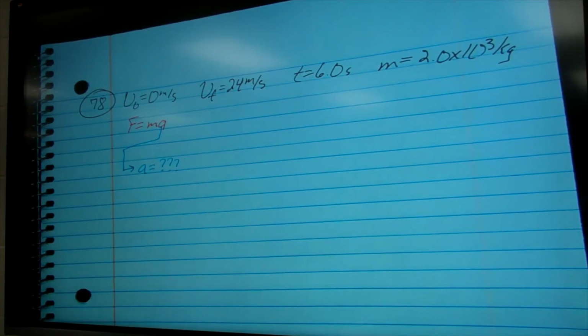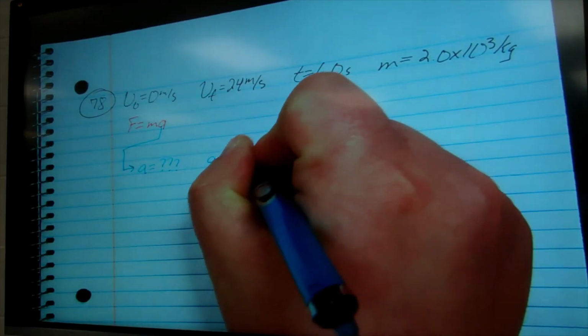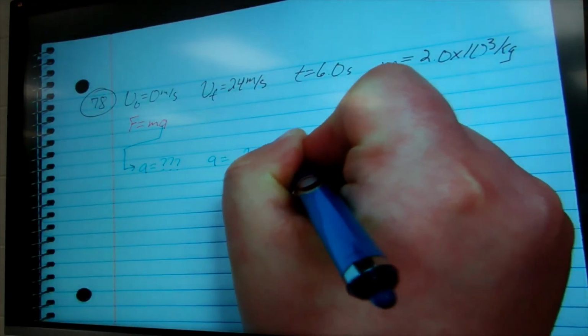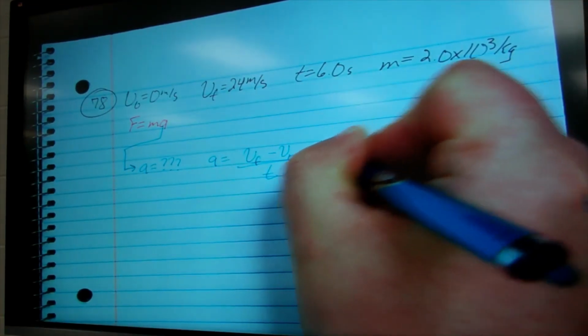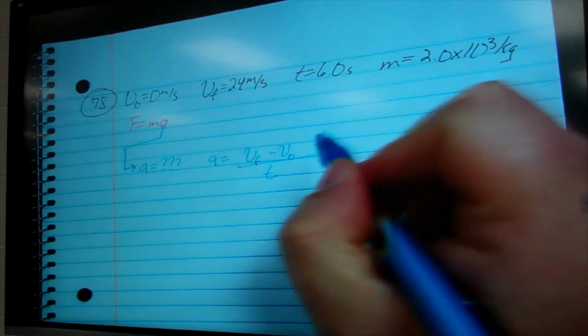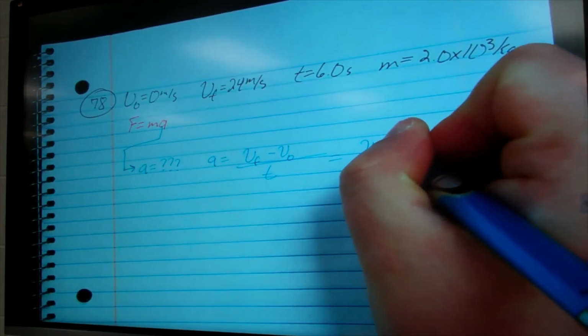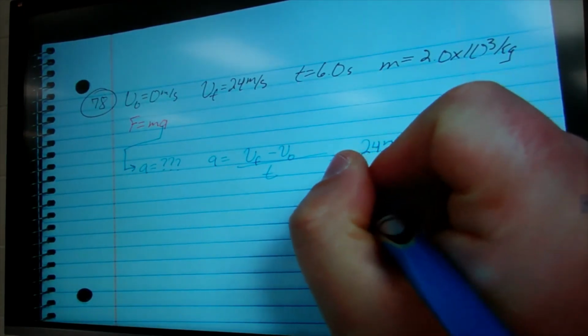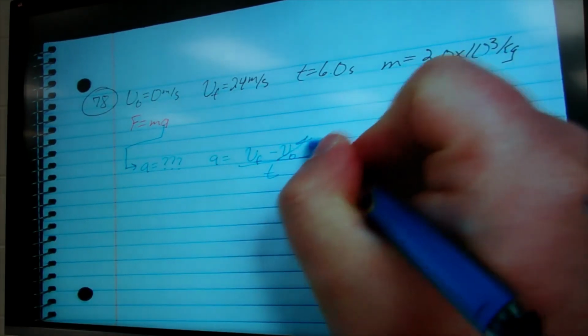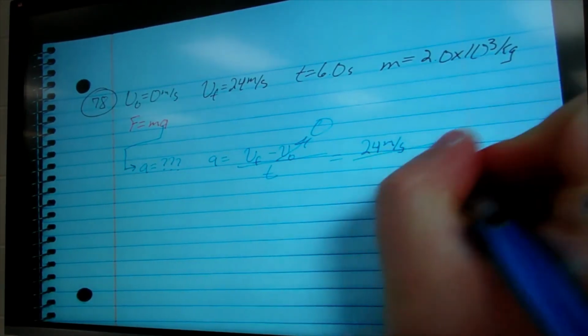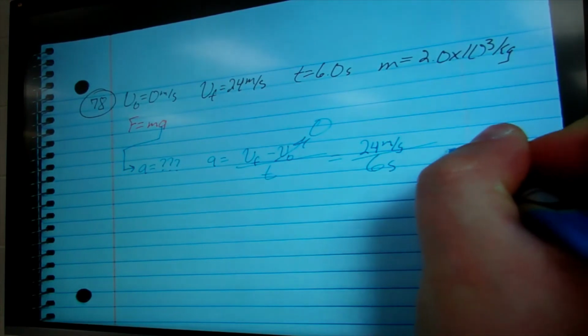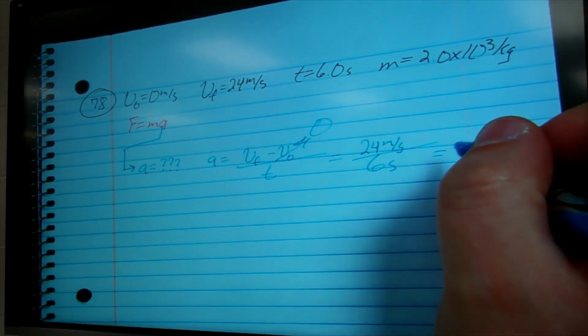What am I going to do? It's going to be 4 meters per second squared. He's done that. Okay. Acceleration equals final velocity minus initial velocity over time. So in this case, final velocity, 24 meters per second, minus the initial velocity, which is 0, so that is kind of just taken out of the equation. Divide that by 6 seconds, which gives us 4 meters per second squared.